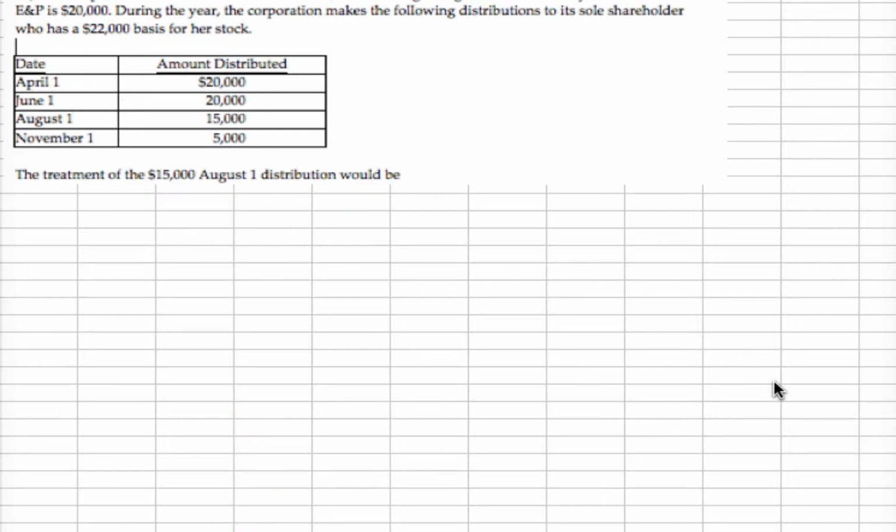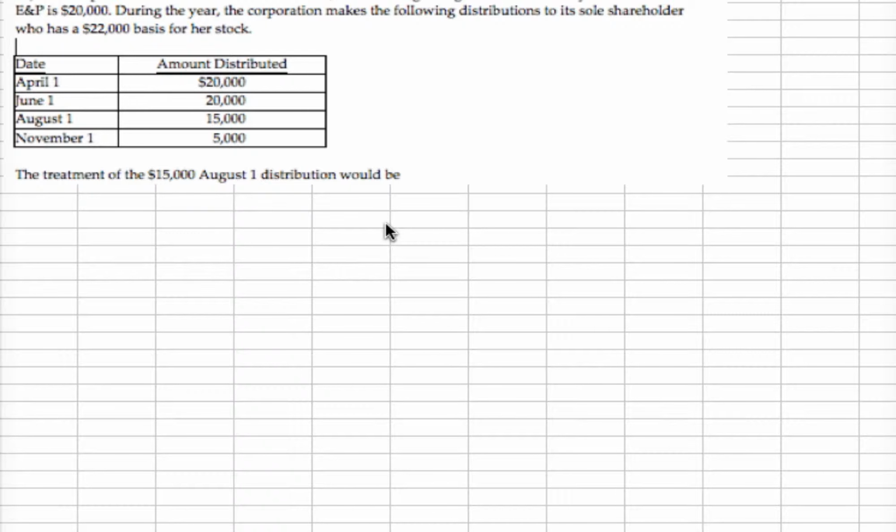So this is a question I wanted to take a look at that illustrates the importance of keeping current earnings and profits and accumulated earnings and profits, keeping track of them separately.